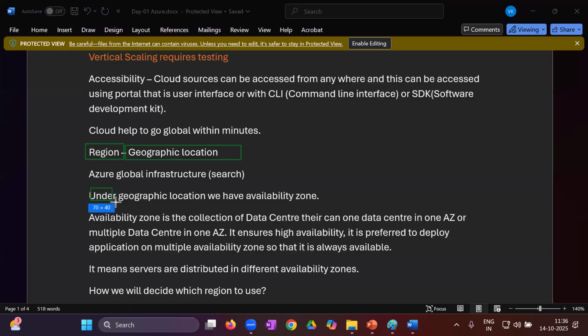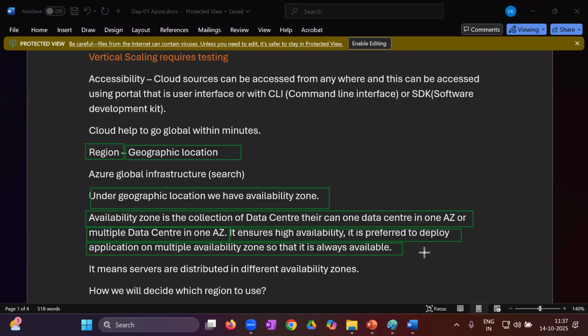Now, under the geographical location, what do we have? Availability zone. First, we have a region that is a very large geographical location. Under that, what do we have? Availability zone. What is this availability zone? This is the collection of data centers. There can be one data center in one AZ, or we can have multiple data centers in one AZ, and it ensures high availability. It is preferred to deploy the application on multiple availability zones so that it is always available.